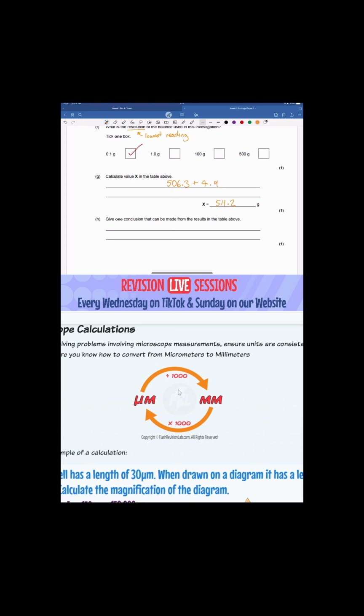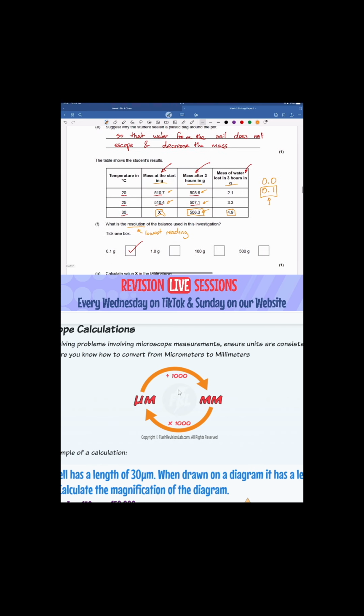Give one conclusion that can be made from the results in the table above. One conclusion. So it's all about temperature. So you can say, as temperature increases, and then talk about this one here. So let's see what everyone's saying. As the temperature increases, the mass of the water lost in 3 hours in grams increases.